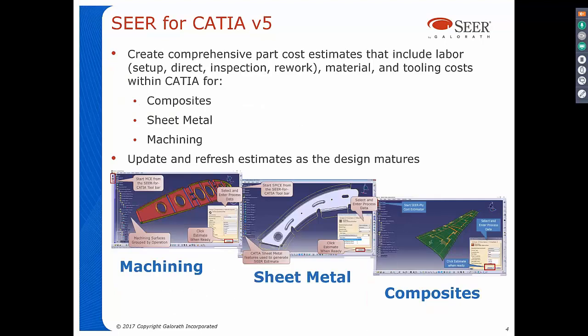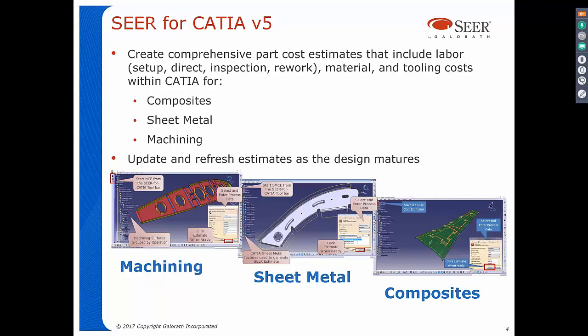So the SEER for CATIA V5 interfaces that we have are essentially companion products to the SEER for Manufacturing cost model. Within CATIA, designers can get real-time cost feedback as they're designing. Designers will get a visual cost trend each time they rerun an estimate for a design or requirement change. The estimates themselves are SEER manufacturing based, so they're comprehensive. They include labor, material, and tooling costs, all the typical costs you get from SEER for Manufacturing.